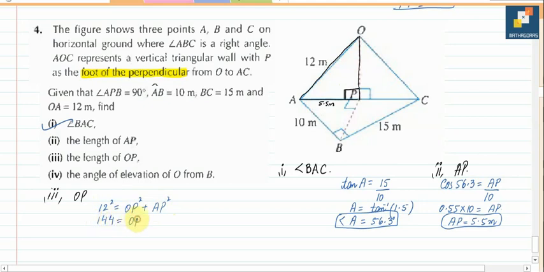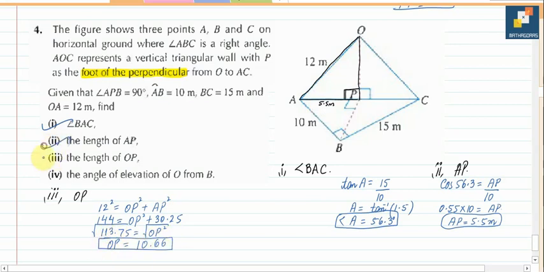The value of OP is unknown and the value of AP, that is 5.5 squared. Now 5.5 squared is 30.25. When we subtract it from 144, it's 113.75 equal to OP squared. Square root on both sides gives you the value of 10.66. So OP is 10.66, right?